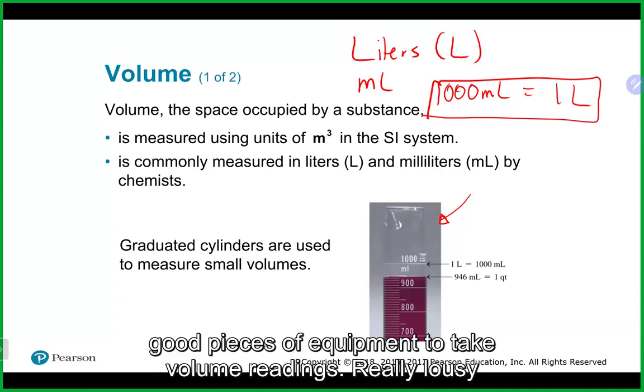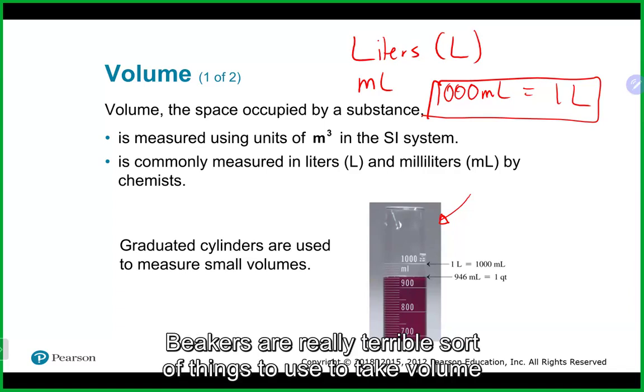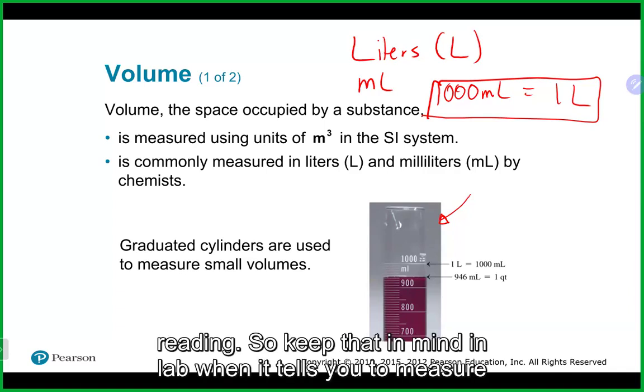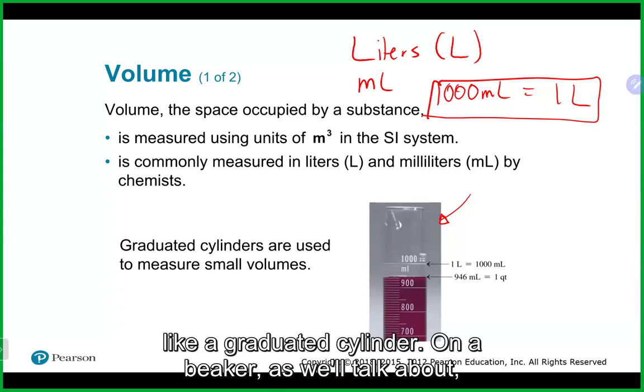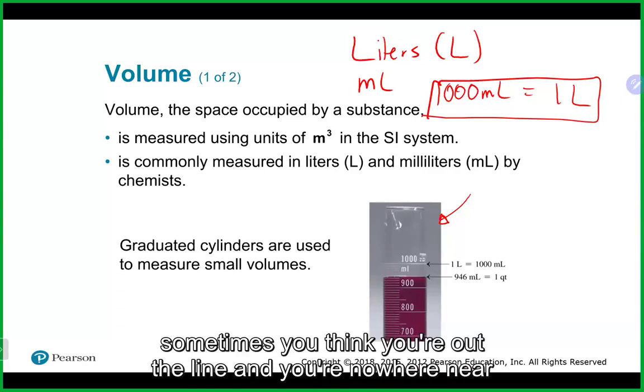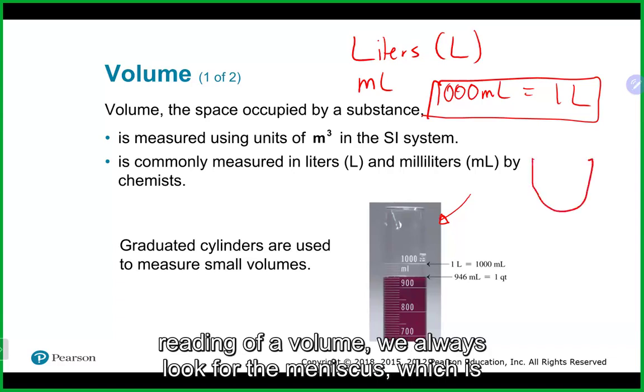Really lousy pieces of equipment to take volume readings are beakers. Beakers are really terrible things to use to take a volume reading. So keep that in mind in the lab when it tells you to measure out like 5 milliliters. Don't use a beaker. Use something like a graduated cylinder. On a beaker, as we'll talk about, sometimes you think you're at the line and you're nowhere near it.